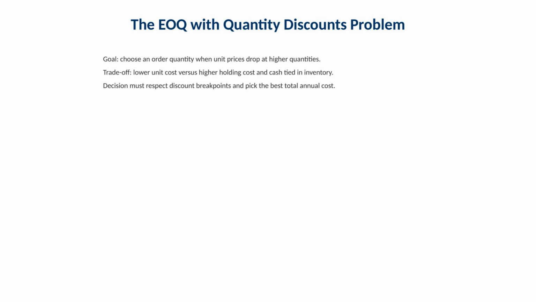This chapter studies the economic order quantity problem with quantity discounts. Unlike the classic EOQ setting, unit price is no longer constant. Larger order quantities can unlock lower unit costs, but they also increase average inventory and holding costs. The goal is to choose an order quantity that minimizes total annual cost when discounts exist.